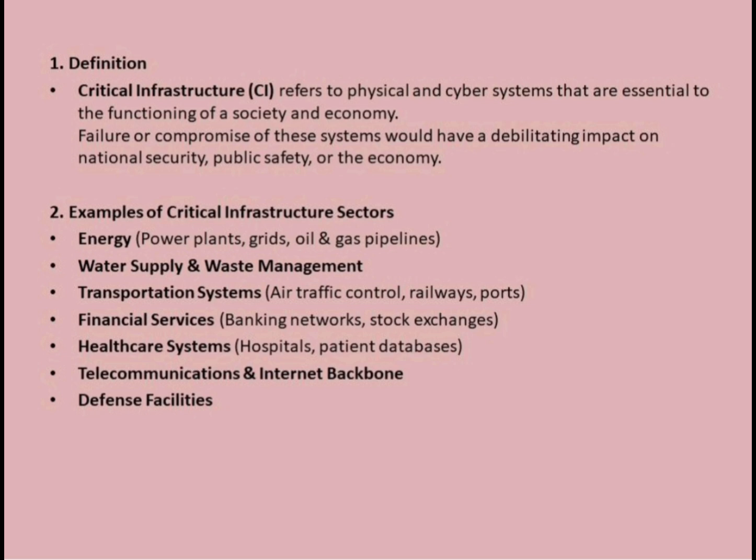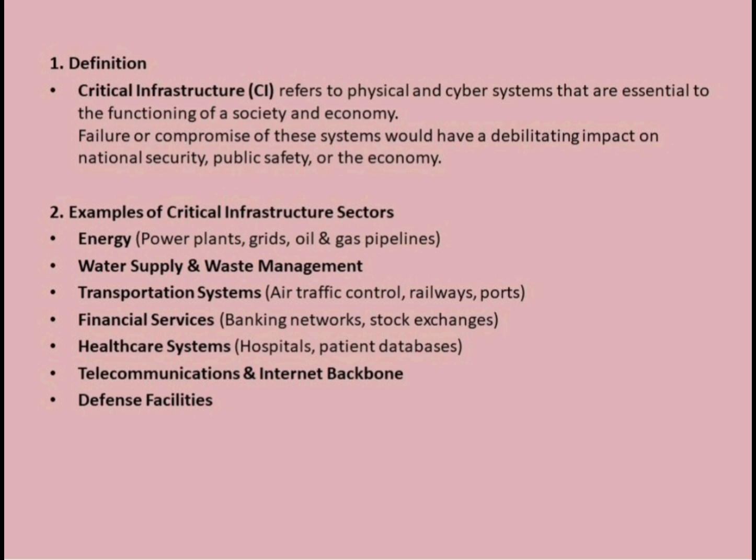Critical infrastructure, CI, refers to the essential physical and cyber systems that a society and economy rely on to function. These include systems like power grids, water supply networks, transportation systems, financial services, healthcare facilities, communication networks, and defense installations. If any of these systems are disrupted or damaged, it can have severe consequences for national security, public safety, and economic stability. Let's look at a few examples.